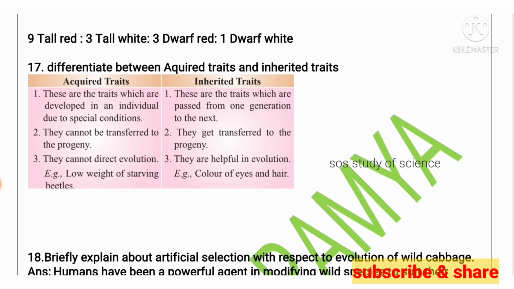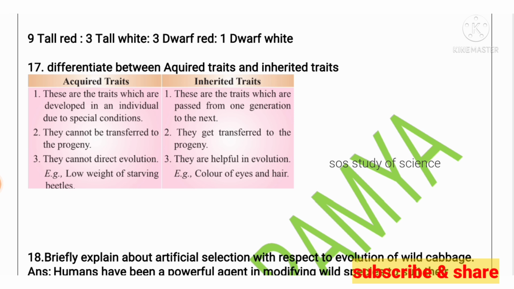Moving to the next question, differentiate between acquired traits and inherited traits. The traits which are developed in an individual due to a special condition, I say it is acquired. For example, if I want my hair color to be changed, I can go to the salon and get my hair color changed. It is not that my progeny will get the changed hair color which I have now, because the alterations have been done by me during my lifetime. So this is what we call acquired traits.